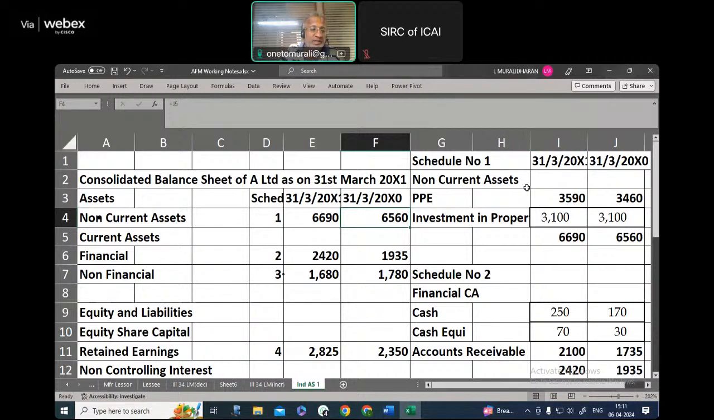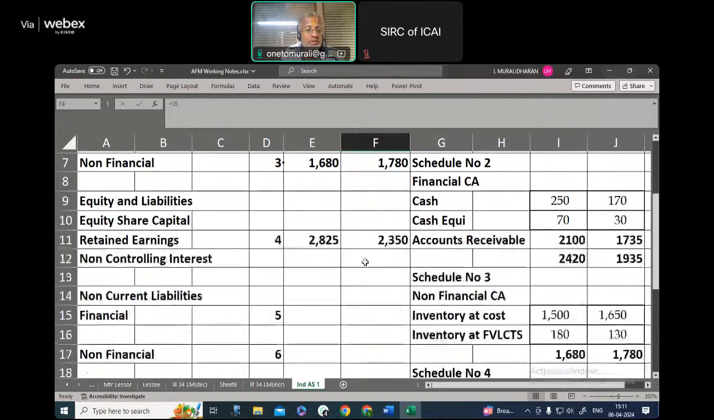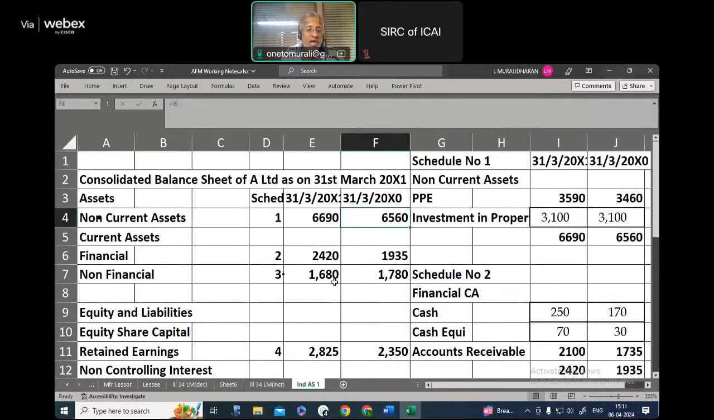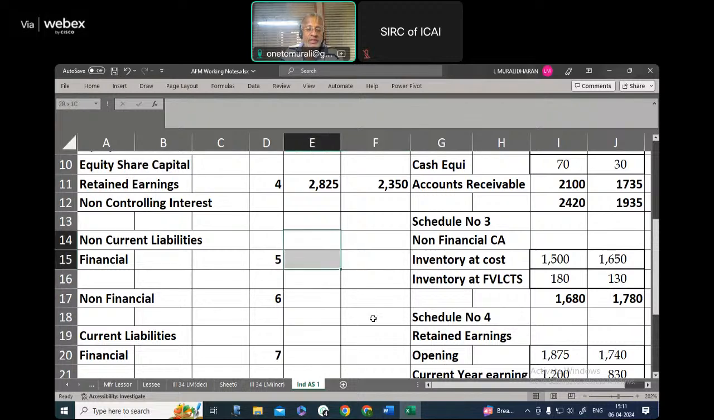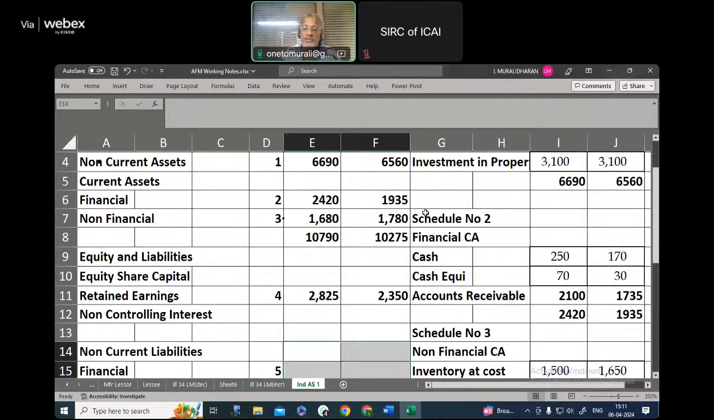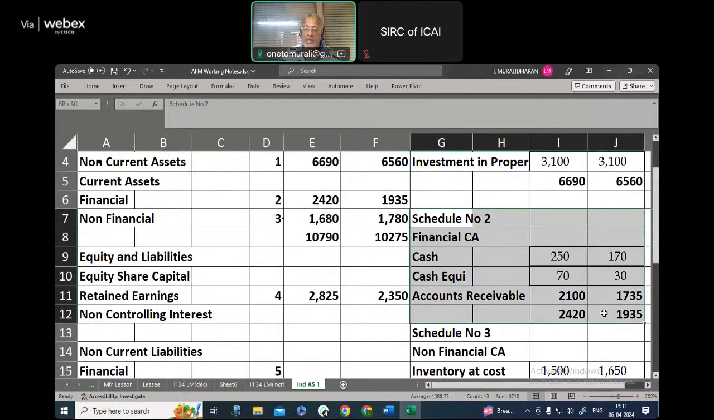6,690 and 6,560. See, there is nothing that we have for recording. So now let us just take up. It is 10,790 and 10,275 that you have. And we have 3 more schedules to go. So now let us just keep up this.